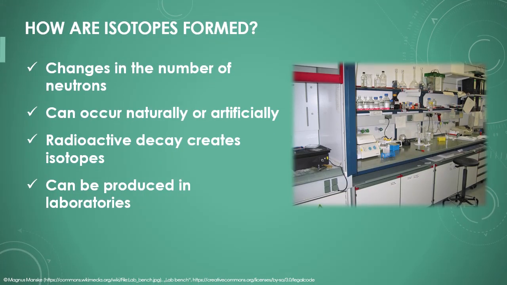Isotopes are formed through changes in the number of neutrons in the atomic nucleus. These changes can occur naturally or be induced through artificial processes, such as nuclear reactions. Many isotopes in nature are created through radioactive decay. Isotopes can also be produced in laboratories for specific experiments.